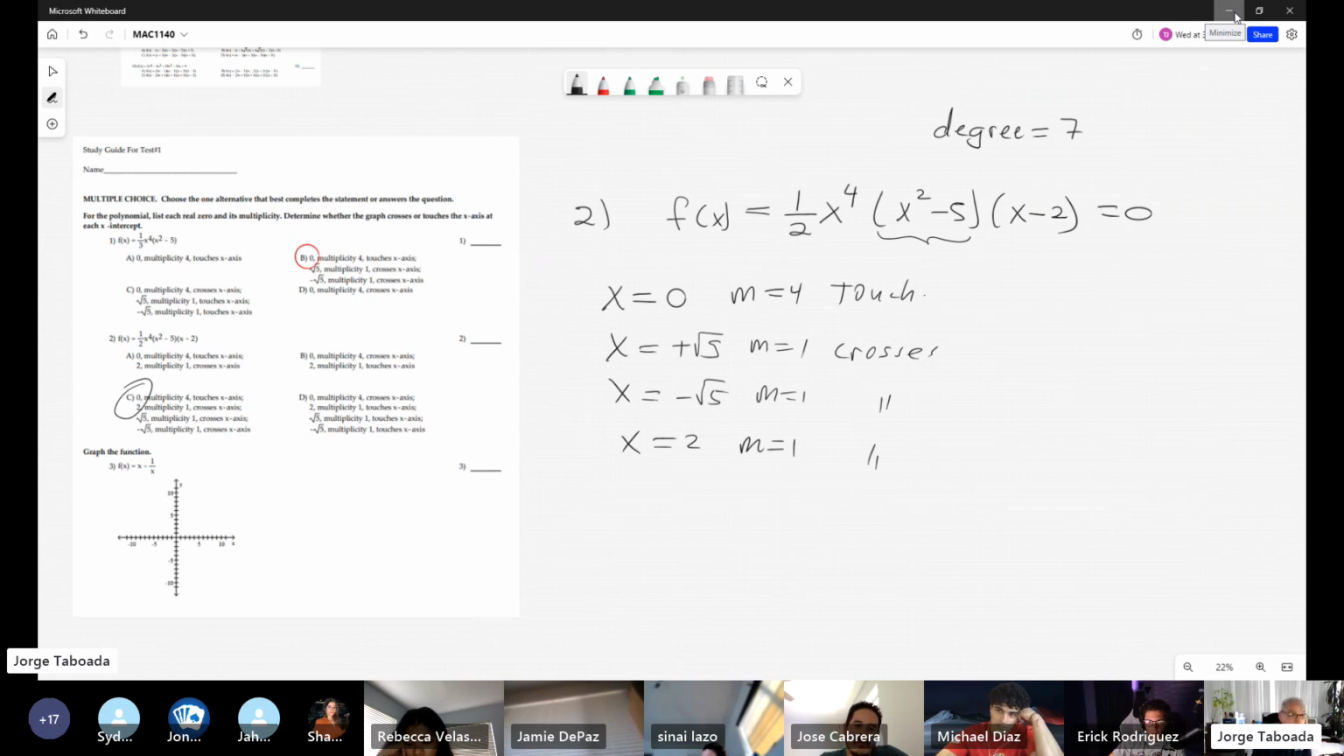MAC1140, review for the test 4, 2, 1. There you go.